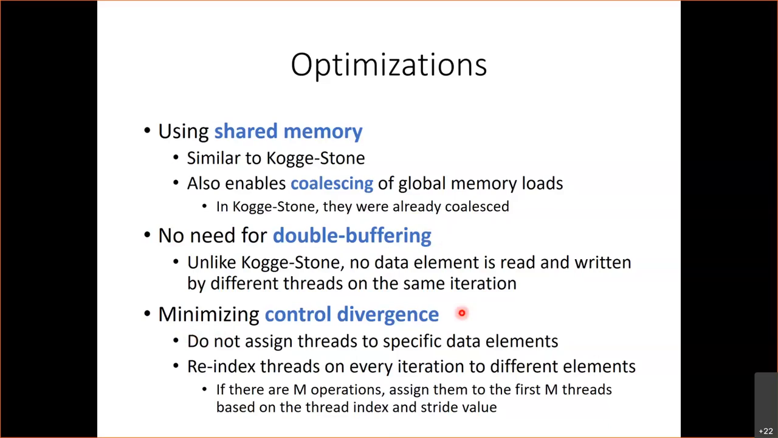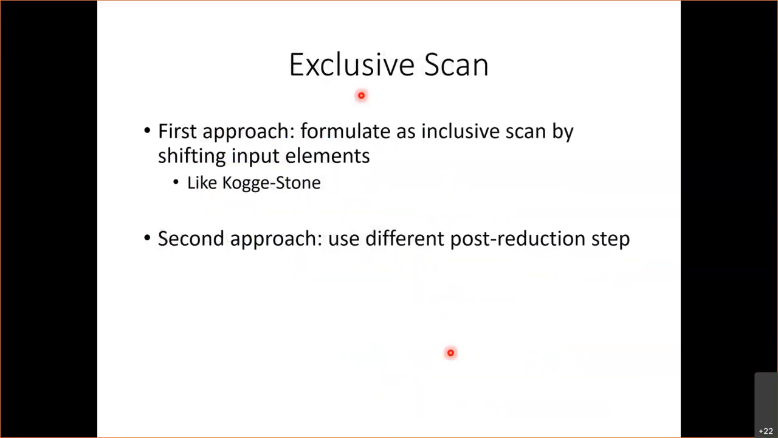And we also looked at how to minimize control divergence by, rather than assigning a thread to a fixed element throughout the entire execution, re-indexing the threads on every iteration, so that they own a different element of the input every time. We also looked at how to do exclusive scan using the Brent-Kung method.